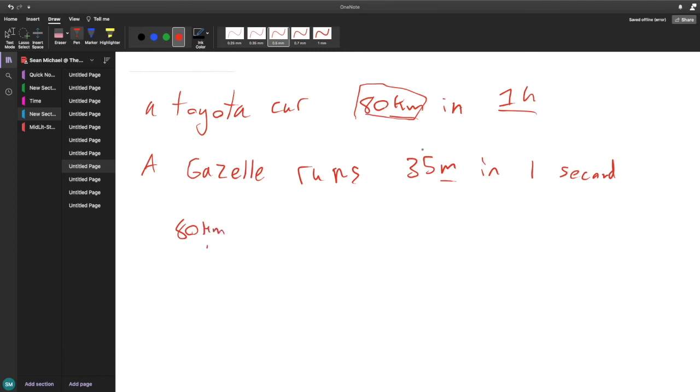And the reason we want to do that is because we want to compare them, as in apples to apples. So what we have to do is times this by 1,000, right? Because there's 1,000 meters for every 1 kilometer. So if we have 80, we'll times it by 1,000 to get our answer. So that equals 80,000.